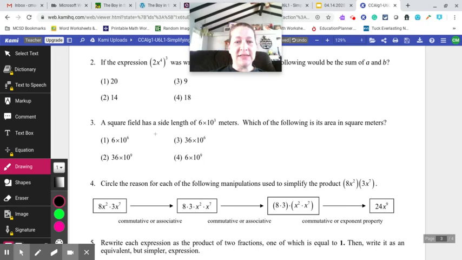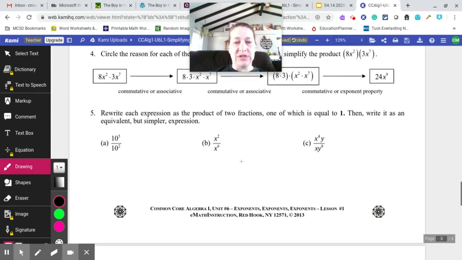A square field has a side length of 6 times 10 to the third meters. Which of the following is the area in square meters? We know that area is length times width, so it's going to be 6 times 10 to the third times 6 times 10 to the third. Okay, 6 times 6 is 36, so we can get rid of that answer and that answer. 3 plus 3 is 6, so the answer is number 3.